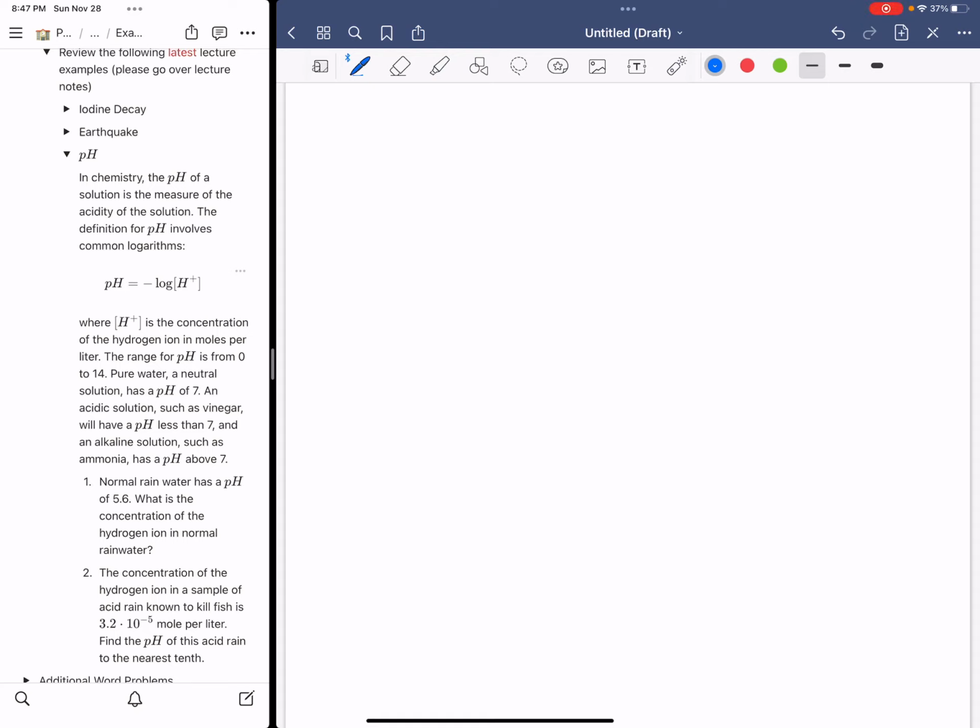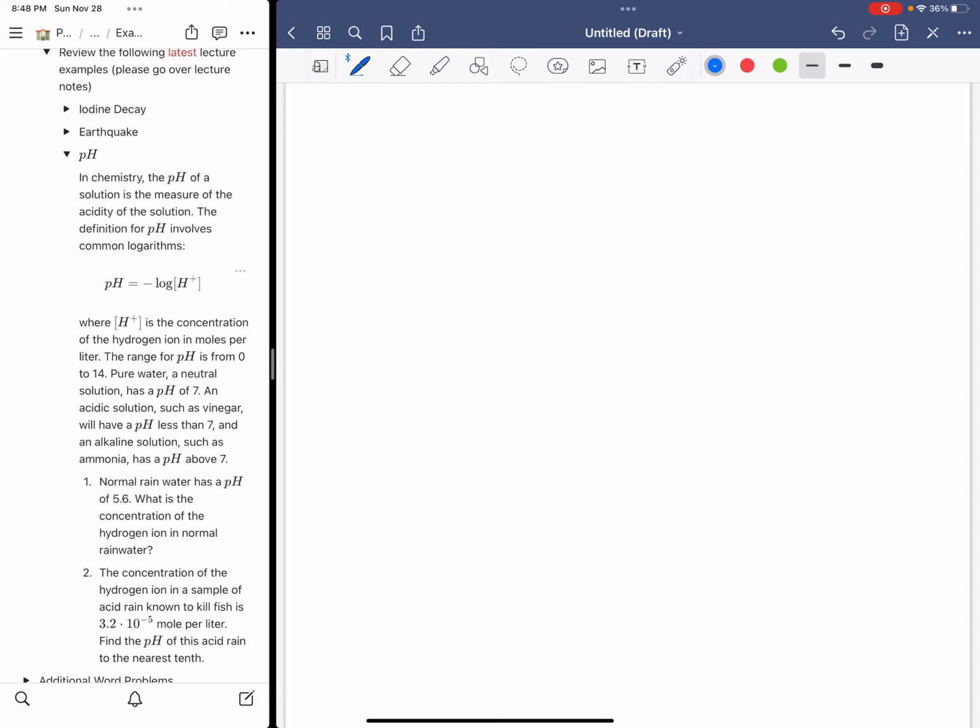In chemistry, the pH of a solution is the measure of the acidity of the solution. The definition for pH involves common logarithms, or log base 10. pH equals negative log base 10 of H+, where H+ is the concentration of the hydrogen ion in moles per liter. The range for pH is from 0 to 14.